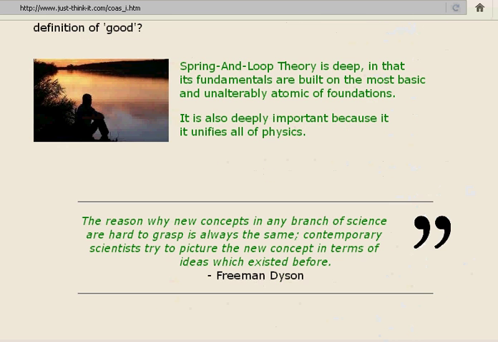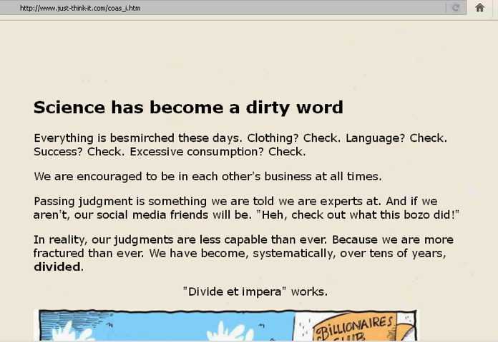The reason why new concepts in any branch of science are hard to grasp is always the same. Contemporary scientists try to picture the new concept in terms of ideas which existed before. Freeman Dyson.